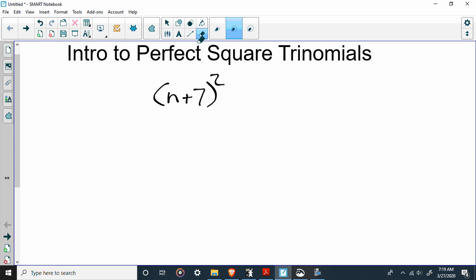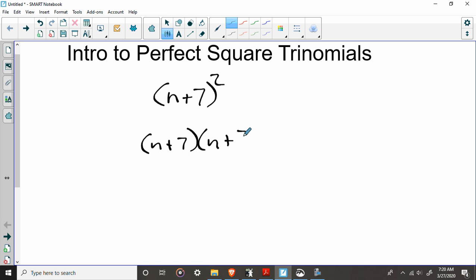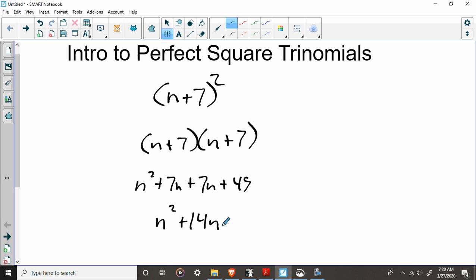Well, again, I remind you guys, you cannot distribute that 2. It doesn't work that way. This is n plus 7 times n plus 7. So again, let's think about it. We're going to multiply our firsts, our outers, our inners, and our lasts. So what do we get? We get this pattern, n squared plus 14n plus 49, okay?